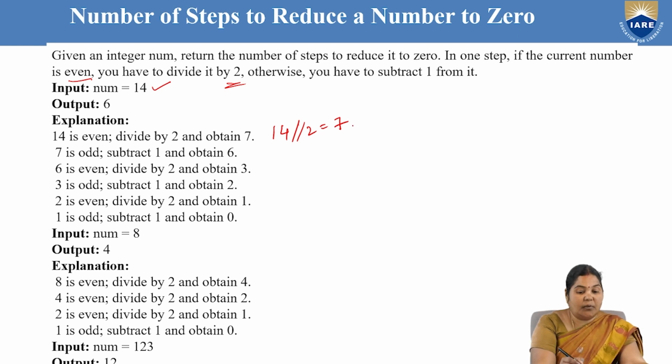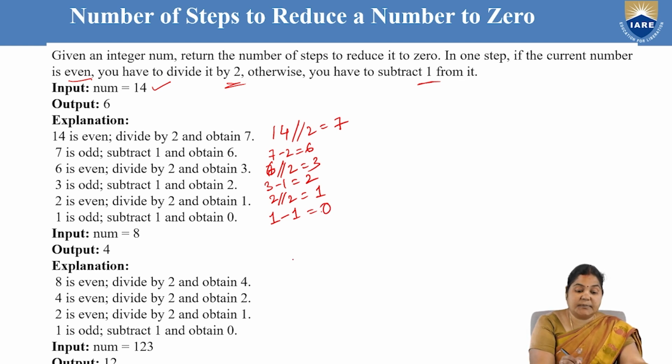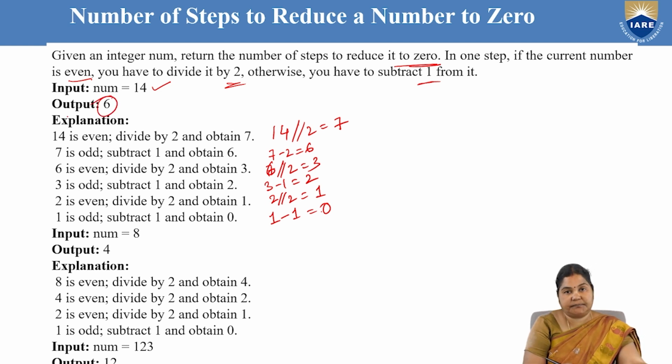Right? Okay. Now, 7 is an odd number. So, you have to subtract 1 from it. If it is an odd number, you have to subtract 1. So, 7 minus 1 is 6. 6 is an even number, so you have to do 6 by 2, which is 3. 3 is an odd number, so 3 minus 1 becomes 2. 2 is even, so 2 by 2 becomes 1. 1 is odd, so you do 1 minus 1, it is 0. So, in how many steps have you done it? In 6 steps you have reduced the number to 0. So the number of steps is 6.